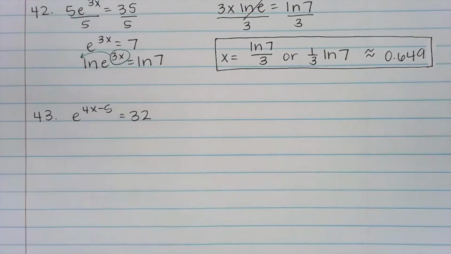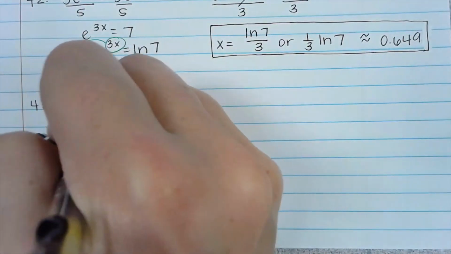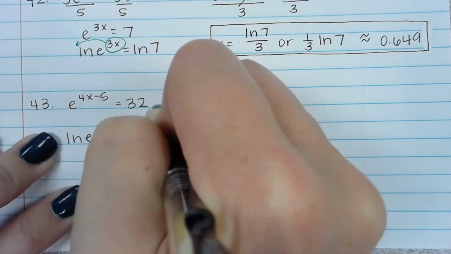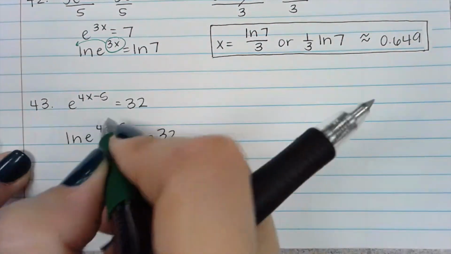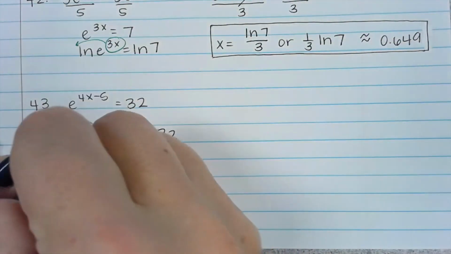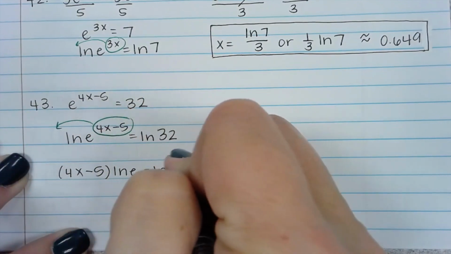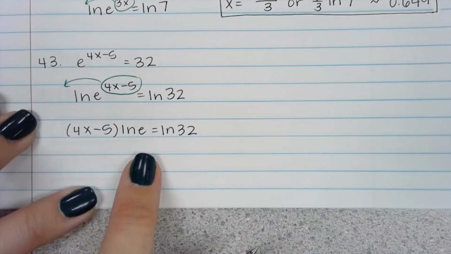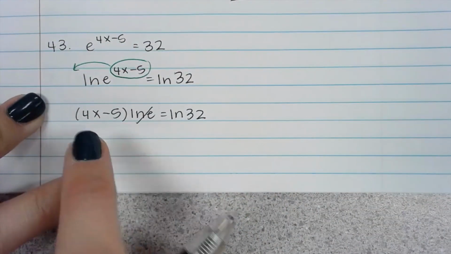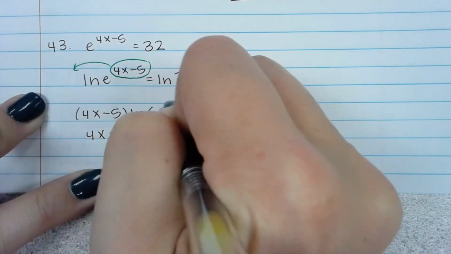And then last but not least, question number 43. It's ready for me to ln right away. Remember, my exponent flips out front. And then it's helpful to recognize here too that ln e turns into 1, so that part just goes away. So I'm going to have 4x minus 5, no more parentheses needed, is equal to ln 32.